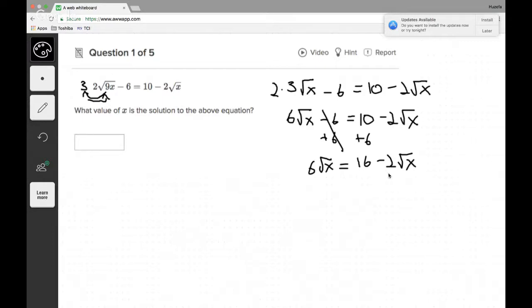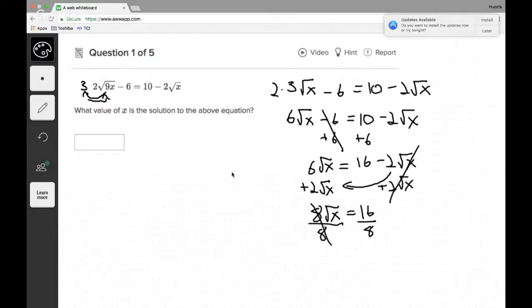And then we've got to move this guy over here. I'm going to do that by the opposite of subtraction. It's being subtracted, so we're going to add 2 root x to both sides. These go away. Now we have 8 square root x equals 16. We're almost there. We can divide both sides by 8, which cancels out this 8. Now we have the square root of x equals 16 divided by 8, which is 2.